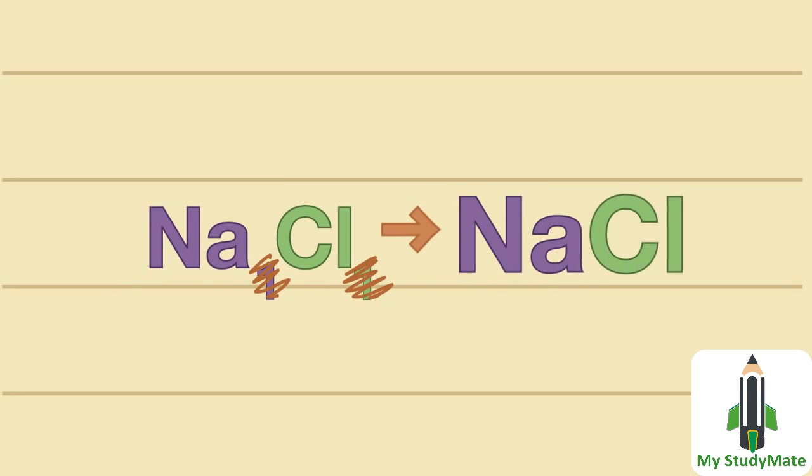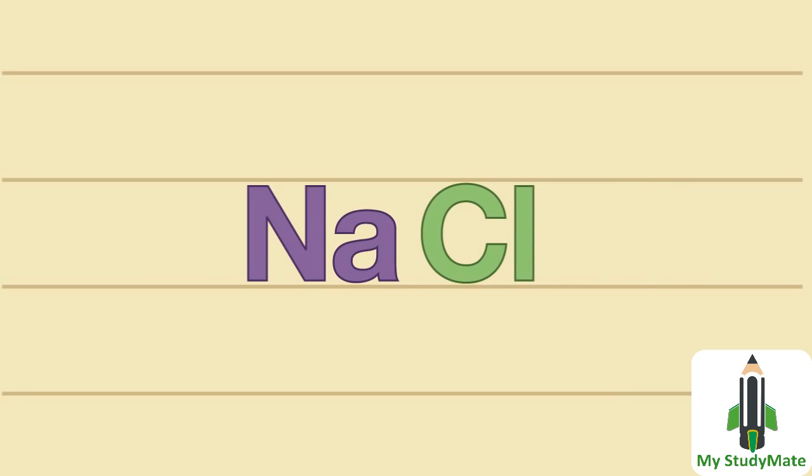1 is never written in a formula. It is assumed that no number written means that there is one atom. So the resulting formula is NaCl.